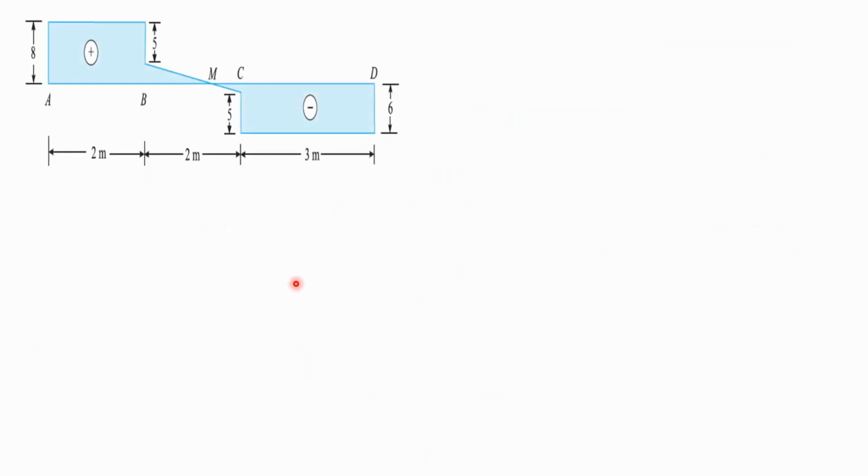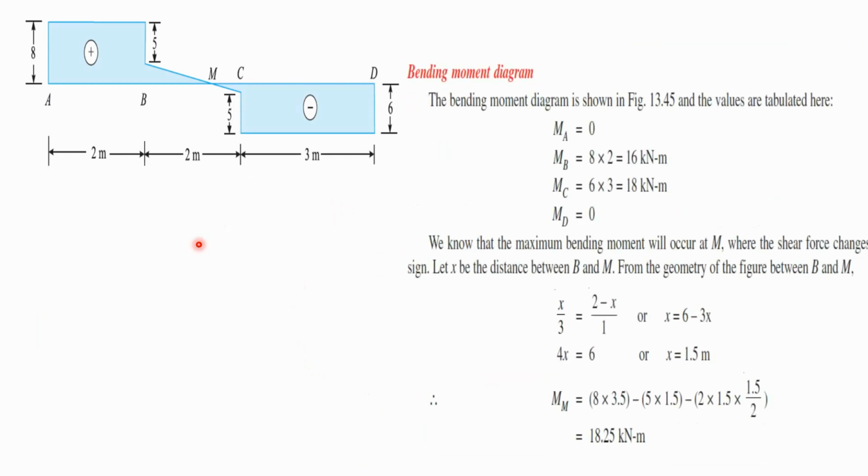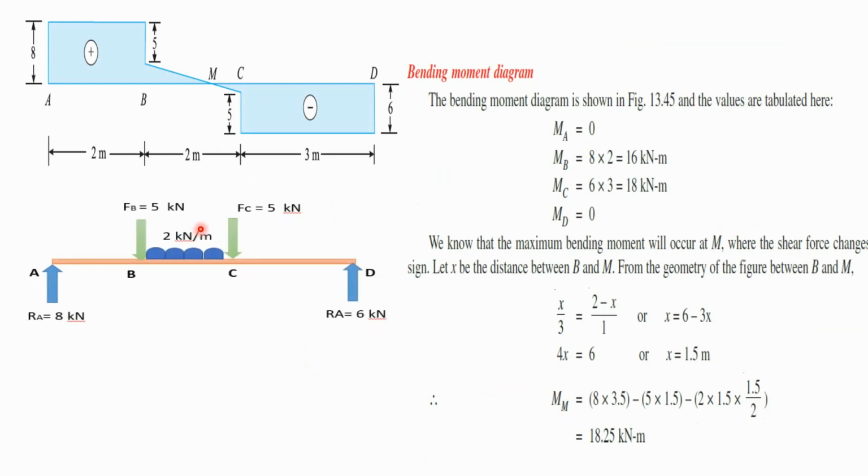The next one is the bending moment diagram from the given loading, or from the given shear force diagram. So from this shear force diagram, you have already drawn the loading diagram. Now let us draw the bending moment diagram. It's very simple. At A point, we know that there is a simple support, so the bending moment at A will be 0.